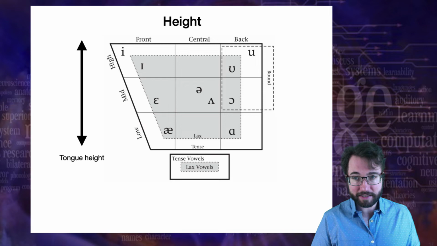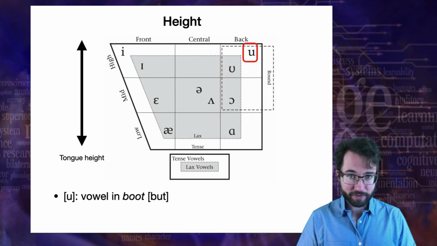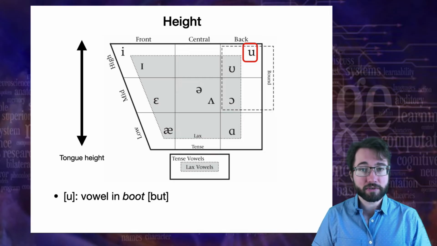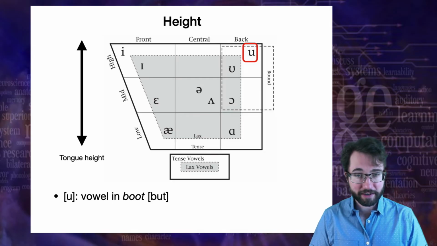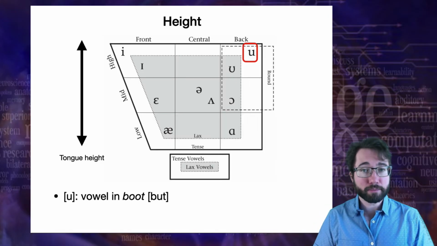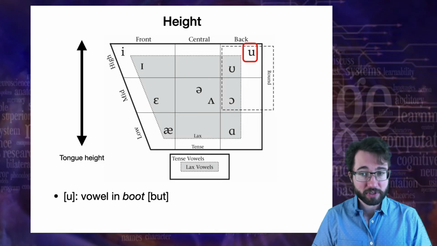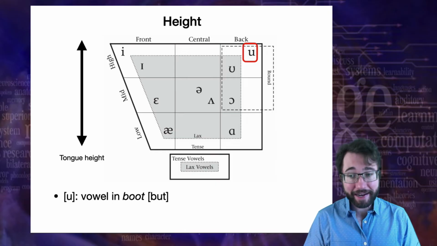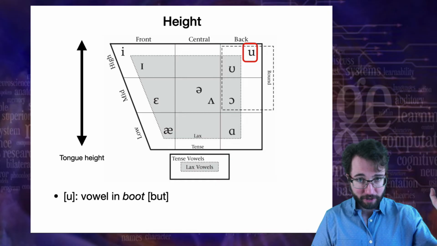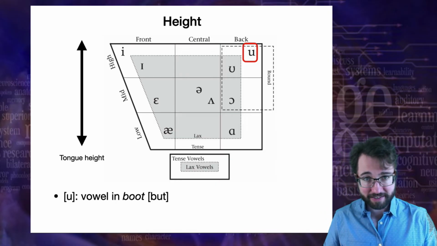Now, let's look at the back vowels. So the first back vowel is the high back vowel, which is oo, spelled with the International Phonetic Alphabet symbol U. So we have oo as in boot. The English word boot has a high back tense vowel, oo. It's tense because it's far out in the space. It's toward the edge of the space.